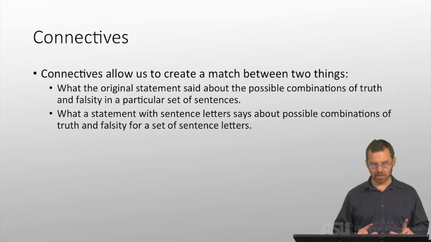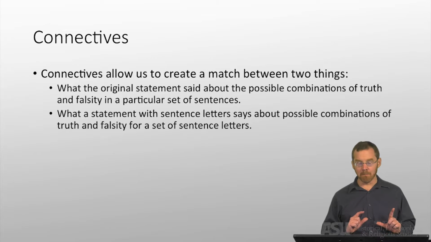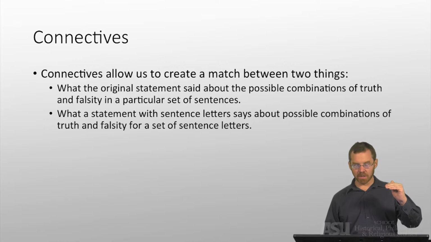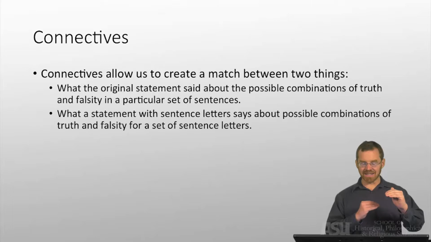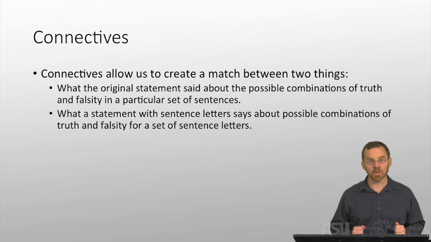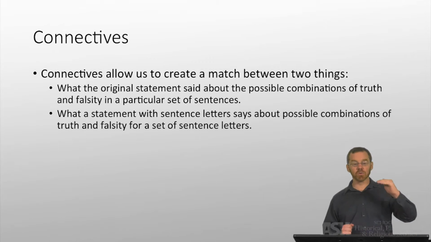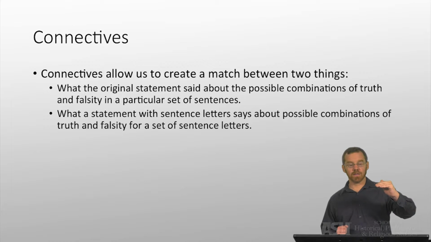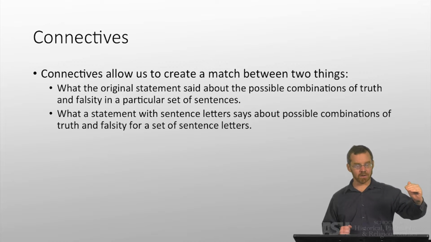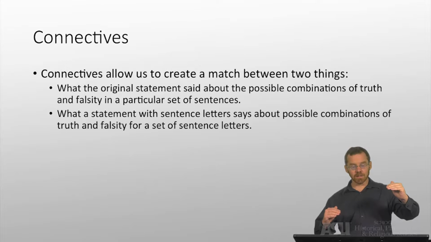Now, connectives allow us to create a match between two things. What the original statement said about the possible combinations of truth and falsity in a particular set of sentences, and what a statement with sentence letters says about possible combinations of truth and falsity for a set of sentence letters. In other words, a match between the truth function of the sentence in regular English or other languages and the truth function of a statement with sentence letters.